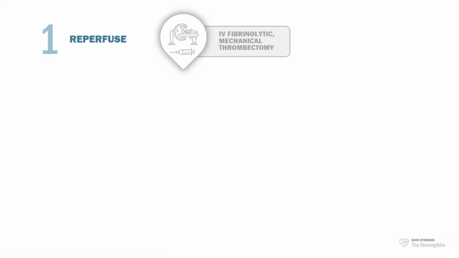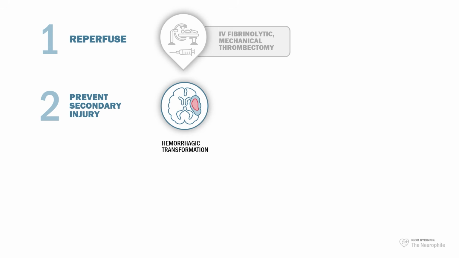If the primary goal of acute ischemic stroke care is to remove the obstruction, what's the secondary goal? Right, to prevent secondary injury. And secondary brain injury could come from 3 major issues: hemorrhagic transformation of ischemic stroke, especially reperfusion injury when blood flow is restored to the ischemic core where autoregulation is non-functional.